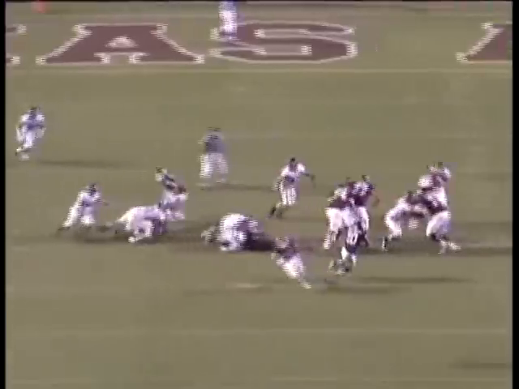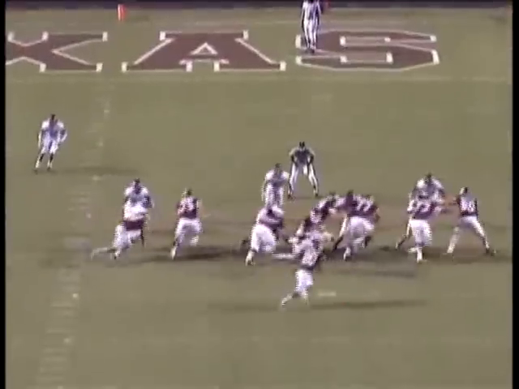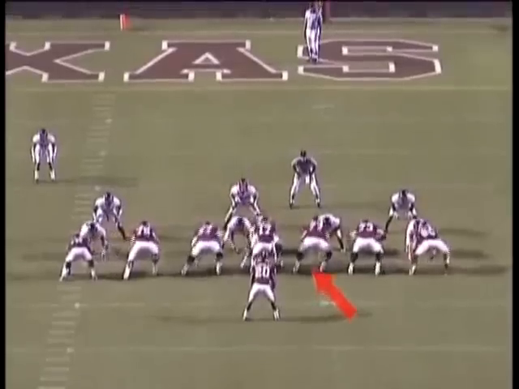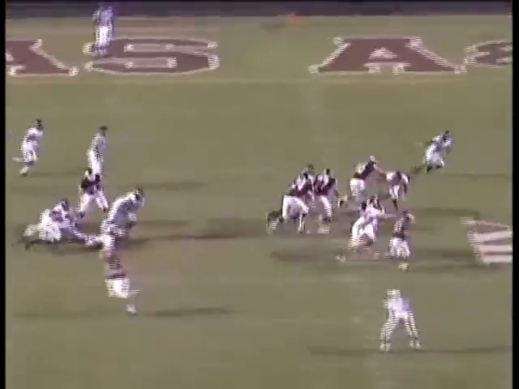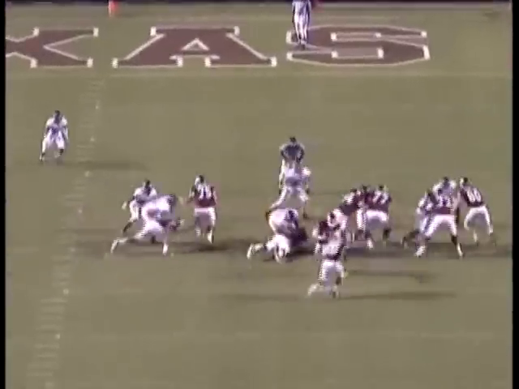Here you are with the right guard, again, the right guard and the center. You've got to give 77 a little love. He's very emotional.